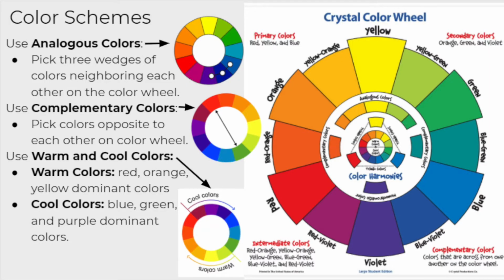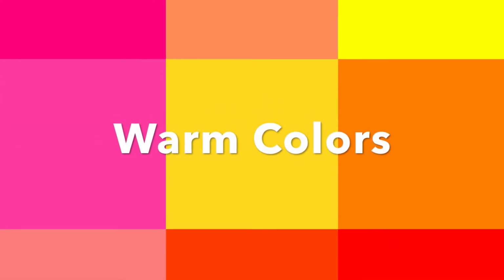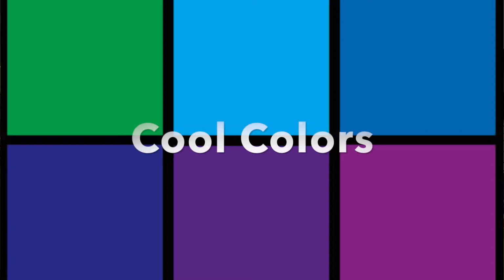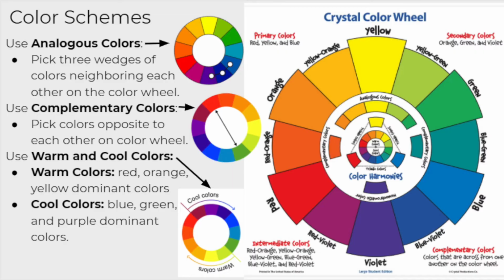A third color scheme could be warm colors or cool colors. Warm colors are colors that are red, orange, yellow dominant colors, and they exist on one side of the color wheel. Cool colors are blues, green, and purple dominant colors existing on the opposite side of the color wheel. So those are 3 color schemes you could use. Let me show you 2 more.